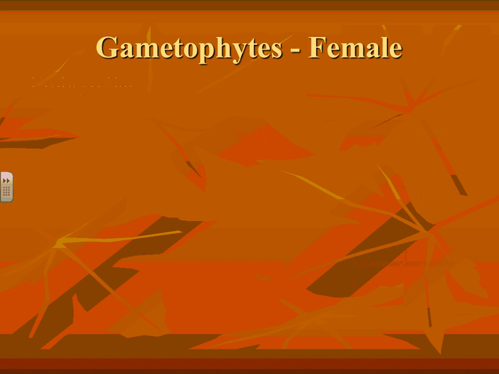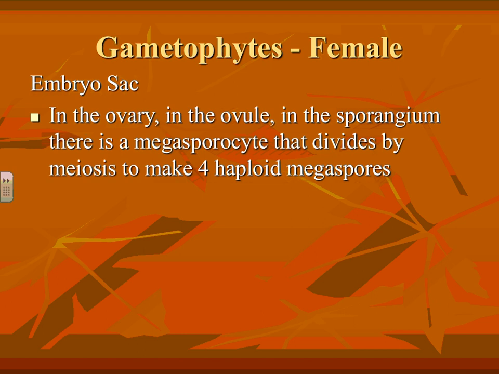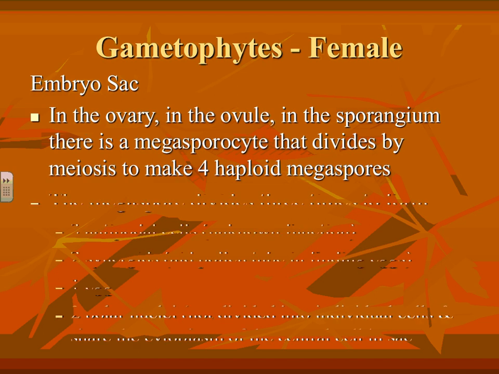The female gametophyte is the embryo sac. This is in the ovary, and the ovule is also in the ovary. In the sporangium, there is a megasporocyte that will divide by meiosis to make 4 haploid megaspores. Haploid means half the number of chromosomes, because it's going to combine with another gamete.